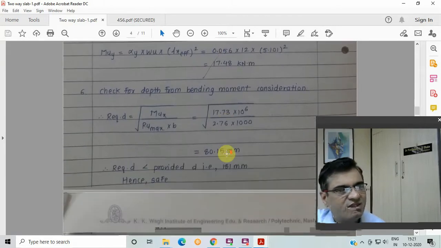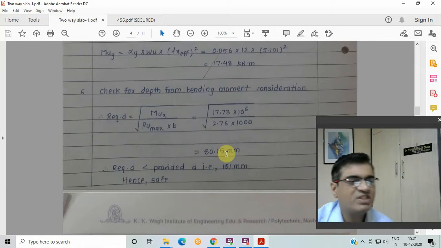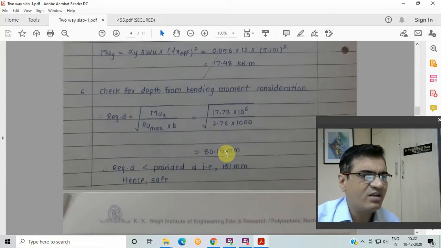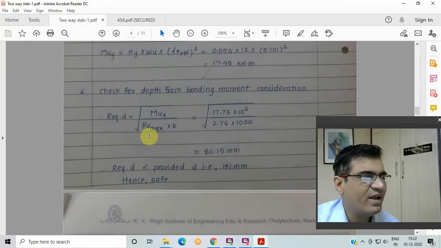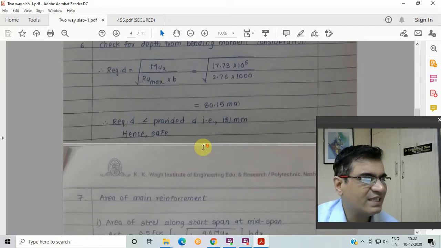Next step is we need to check this depth from the bending moment consideration. Obviously Ru max B D square is equal to Mu. This is the main equation, so we'll rewrite this equation: required D is equal to the square root of Mux divided by Ru max into B. Now we are getting 80 mm as the required depth. Already we have provided the effective depth as 181 and that is safe.